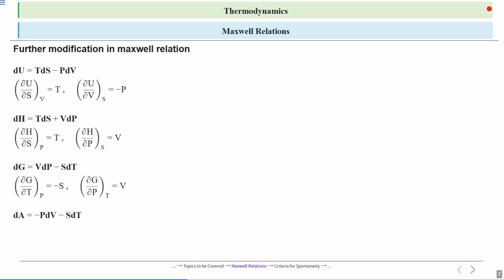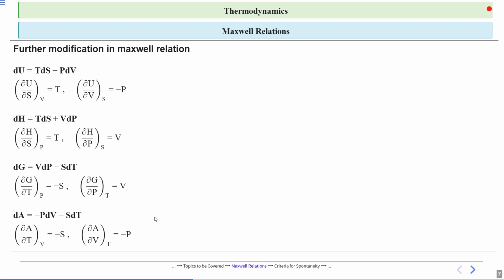Moving on to the last one, which is A. How can we write dA in different terms? It's very easy. dA by dT at constant V. We are keeping this volume constant, so minus PdV will be equal to 0. That will give you minus S. Similarly, if you take the temperature constant, then dA by dV will give you minus P at constant temperature. So these are the four equations that we got.